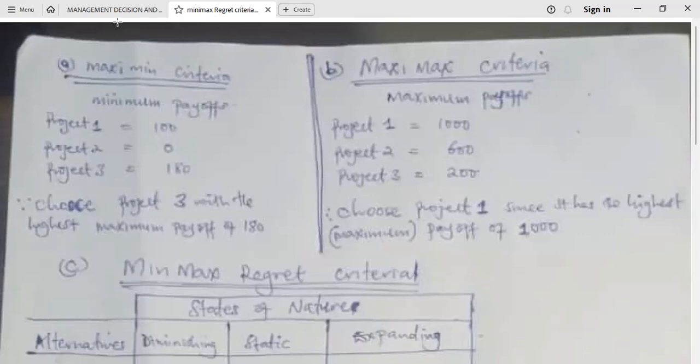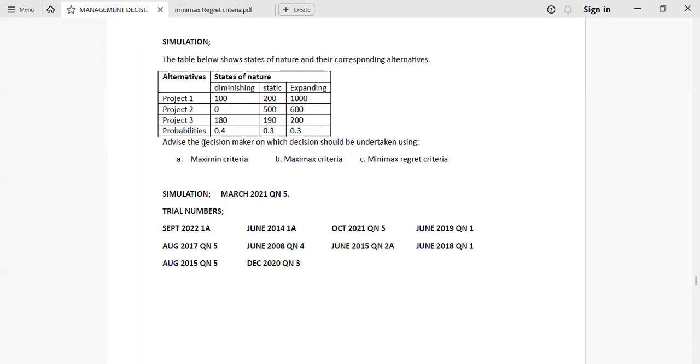Remember, we said if the examiner gives you these probabilities, we don't use them. The reason why we are not using those probabilities is because under uncertainty, we don't have chances, we don't have probabilities, we don't have perfect information. We just use different approaches. So that's why we are ignoring the probabilities.